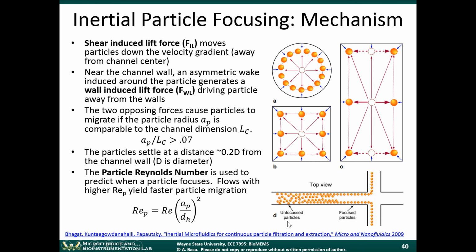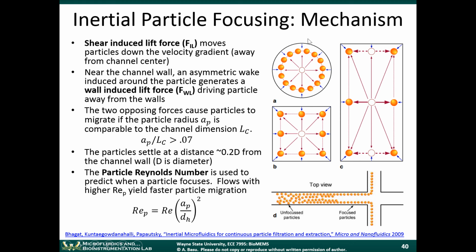A little bit more about the inertial particle focusing mechanism. The shear-induced lift force moves particles down the velocity gradient away from the center channel. And near the channel wall, an asymmetric wake induced around the particles generates a wall-induced lift force. This is what I said in the previous slide. The two opposing forces balance at a certain location within the channel. So the particles settle at a distance about 0.2 times the channel diameter away from the channel wall. In other words, 0.7-ish from the channel center.